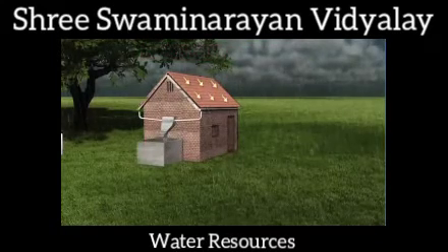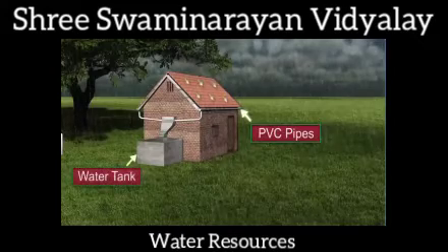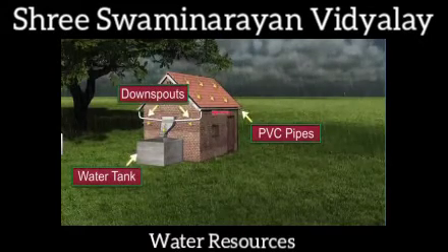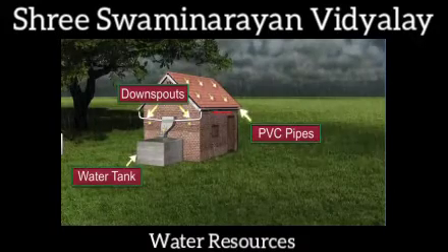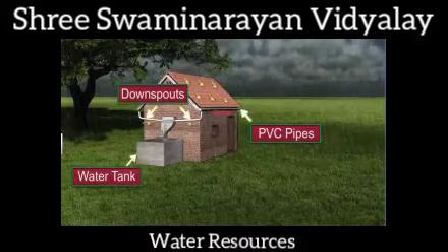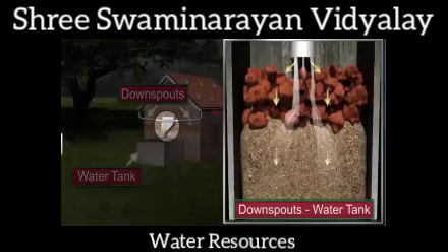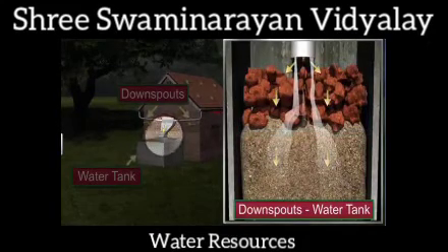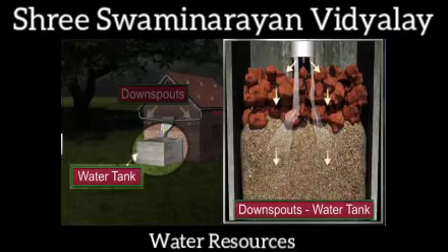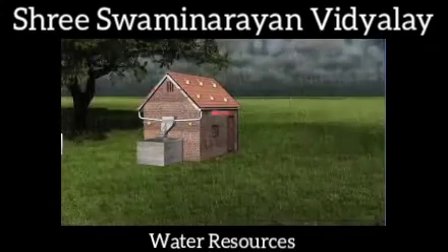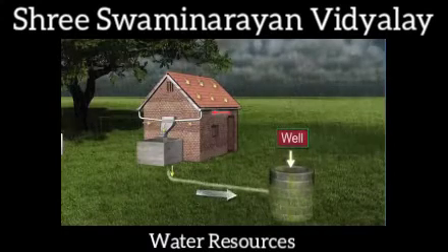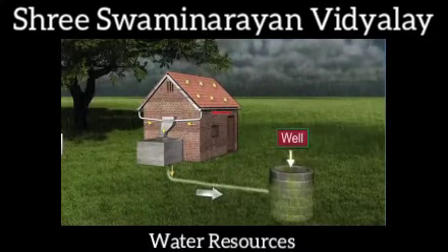In a rooftop rainwater harvesting system, PVC pipes are used to collect rainwater falling on the roof. The water is filtered through sand and bricks and stored in tanks for immediate use. Excess water is diverted to wells where it collects and recharges groundwater.